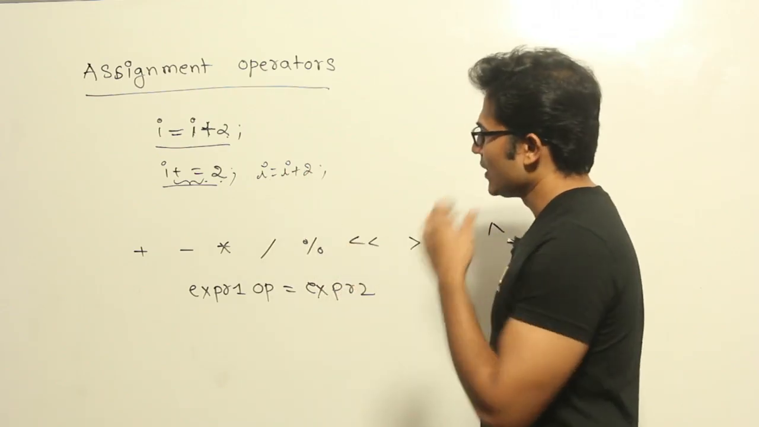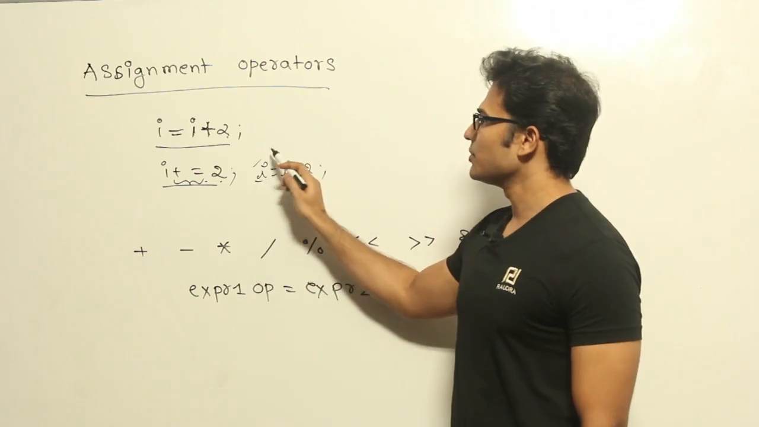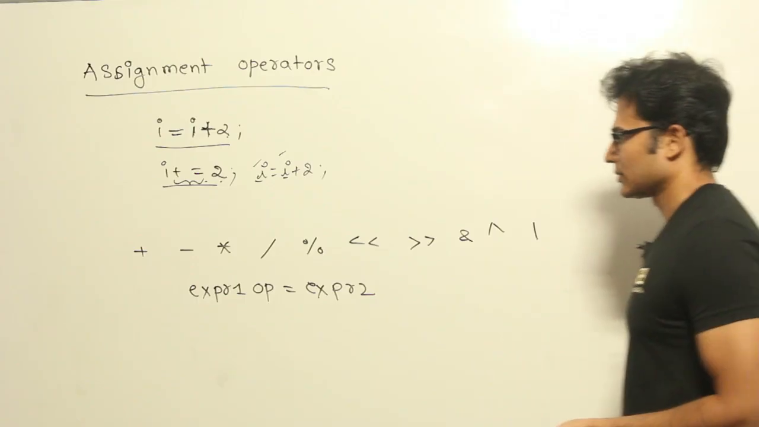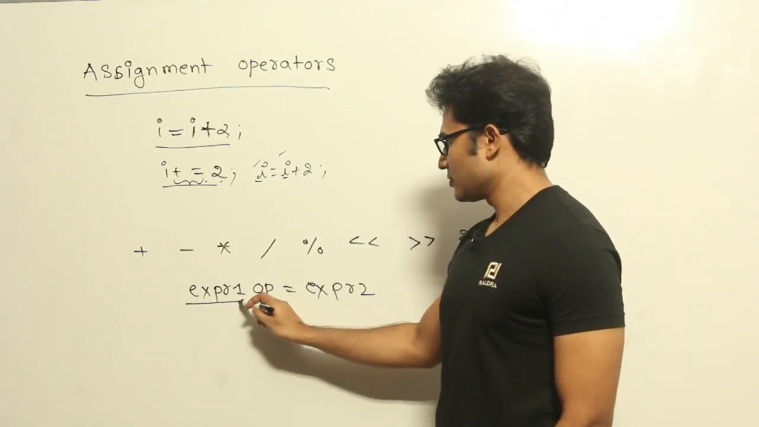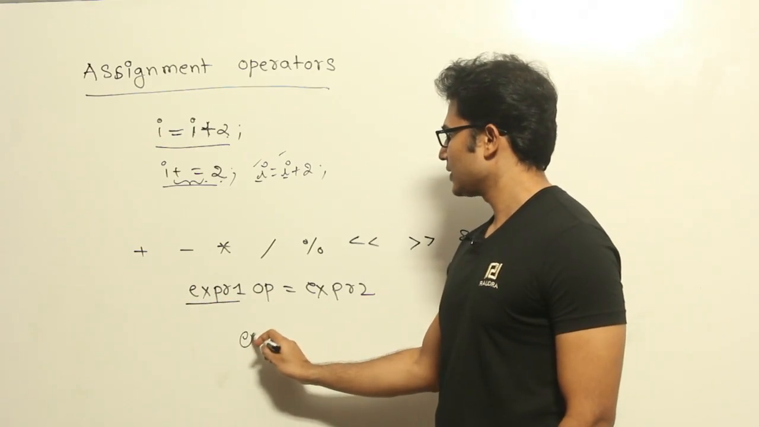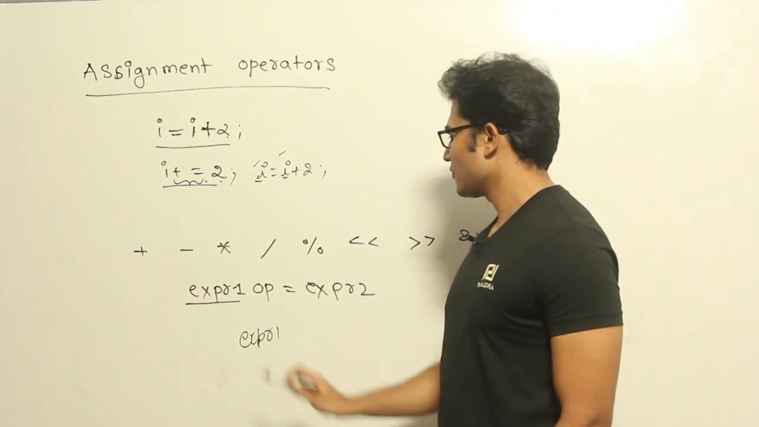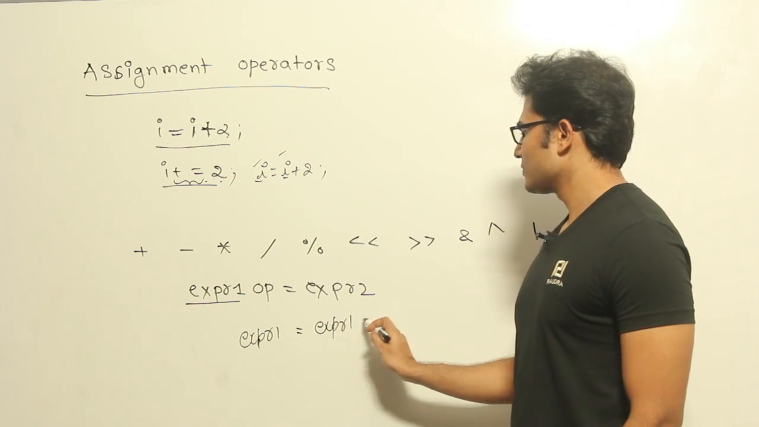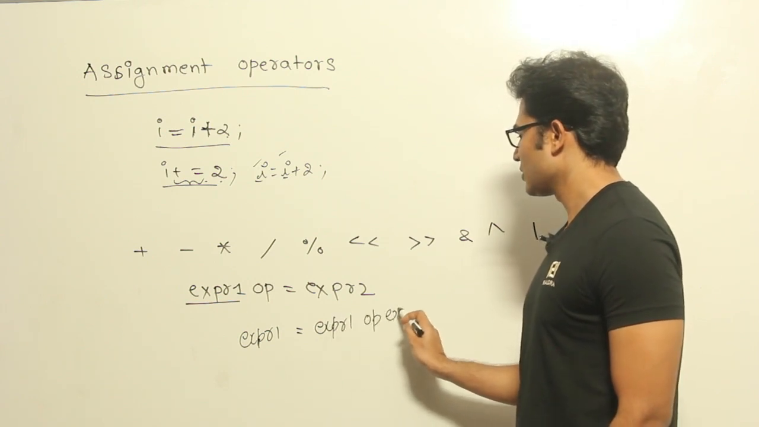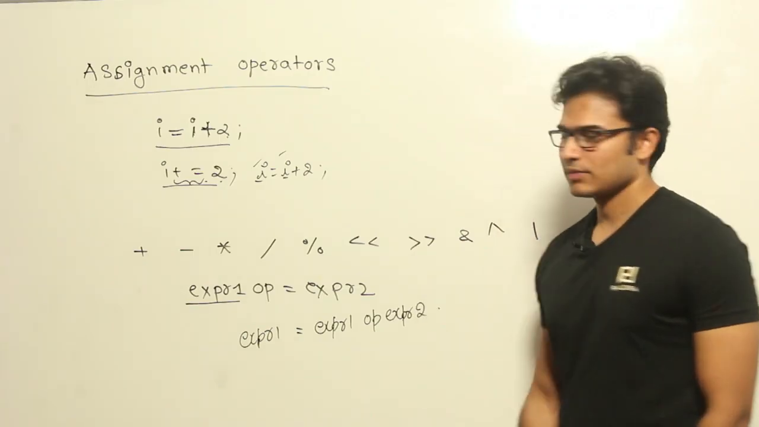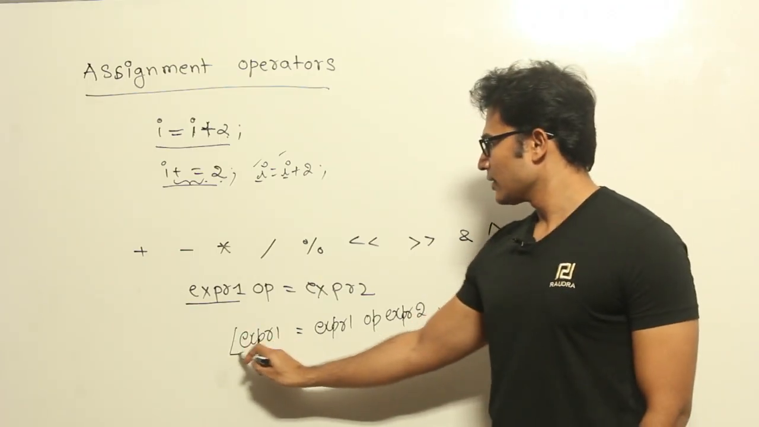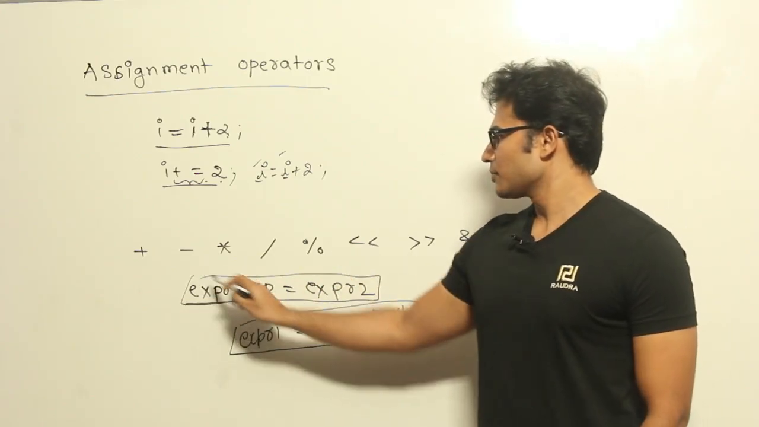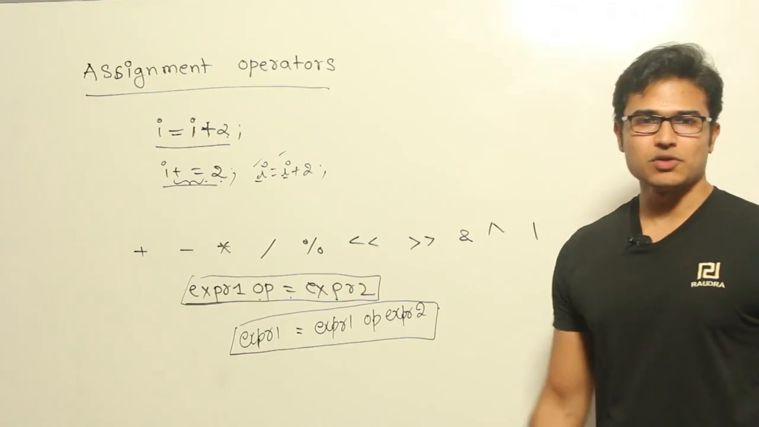When will it be useful? If these expressions are very big and if you have to repeat them, then it is going to be useful, right? So just see this one. If you have an expression, let us say I have something like this, expression 1 is equal to expression 1 operator expression 2. If I have something like this, then this entire thing is as good as writing like this, expression 1 op equal to expression 2.